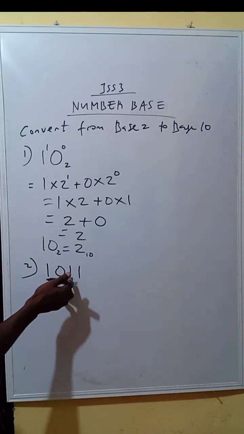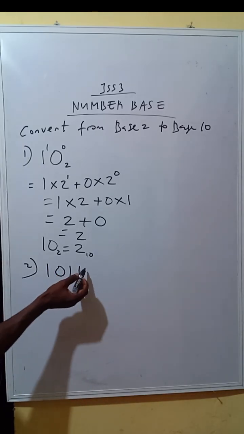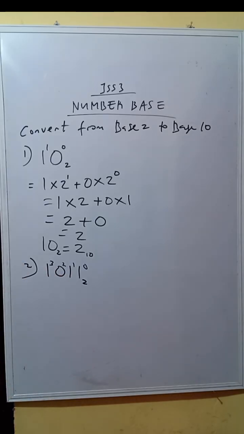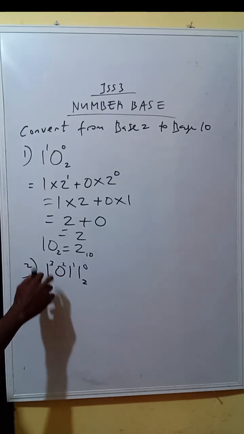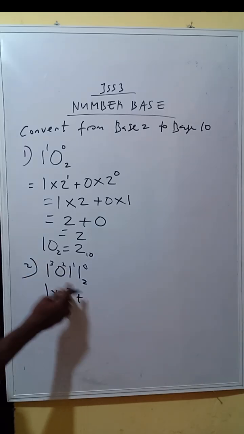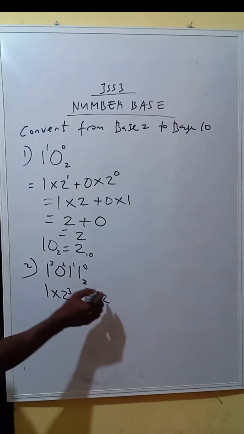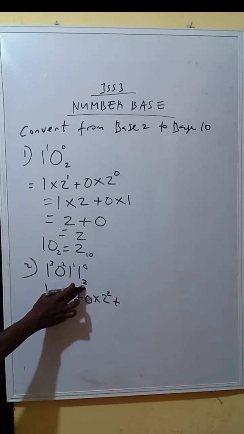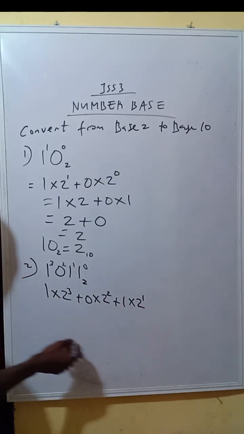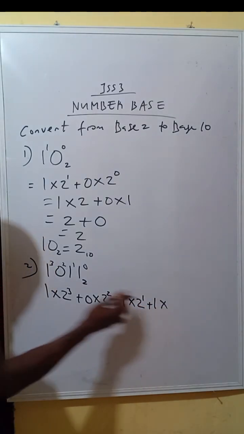So if you have 1011 in base 2, you want to convert to a number in base 10. Same thing you do. You number it 0, 1, 2, 3. And after you've numbered it, you say 1 times 2 raised to power 3, plus, what's the next digit? 0 times the base, 0 times base 2 raised to power 2, plus 1 times the base, 1 times 2 raised to power 1. This next digit is 1, 1 times 2 raised to power 0.